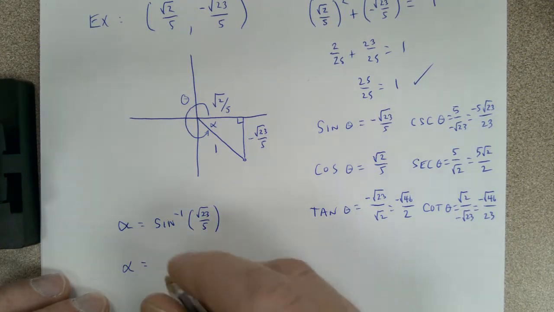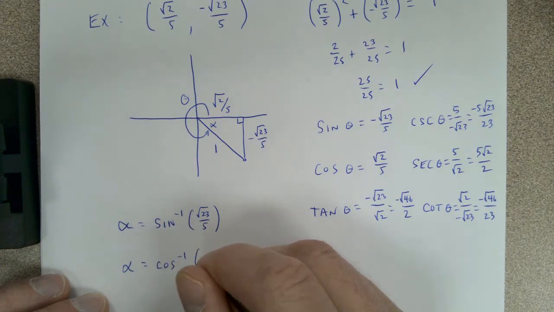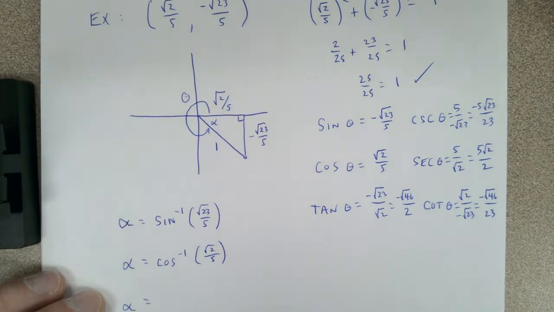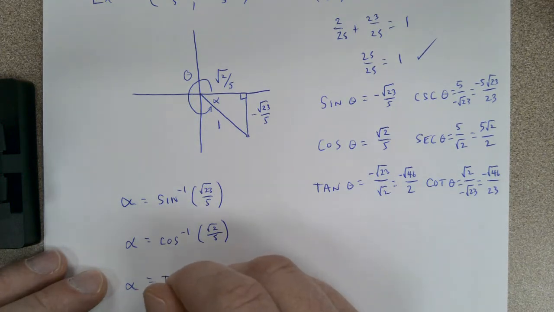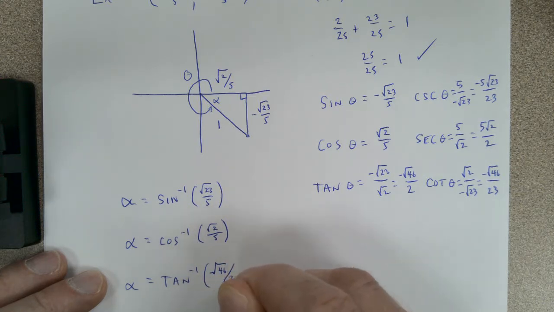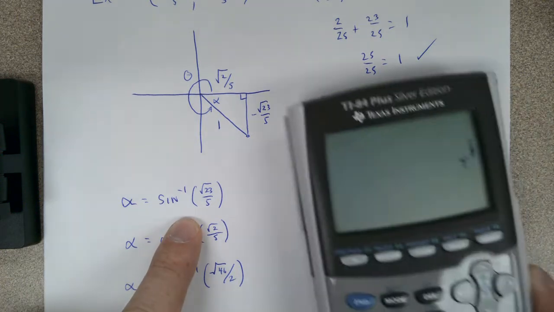Now, you could also say that alpha is the inverse cosine of radical 2 over 5. And then we could also use the tangent if we wanted to. We could say that it is the inverse tangent of, and we're just going to use the positive value here, radical 46 over 2. So again, we can use any one of those three. I'm going to show you here on the calculator. I'm just going to do the first one, the inverse sine.